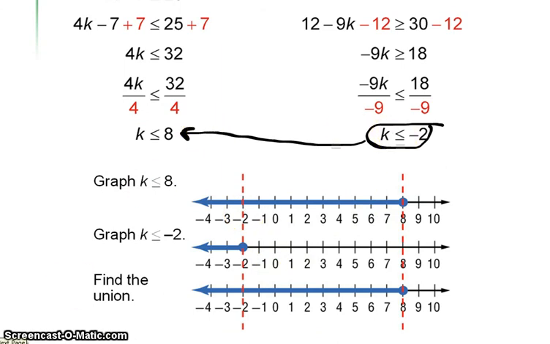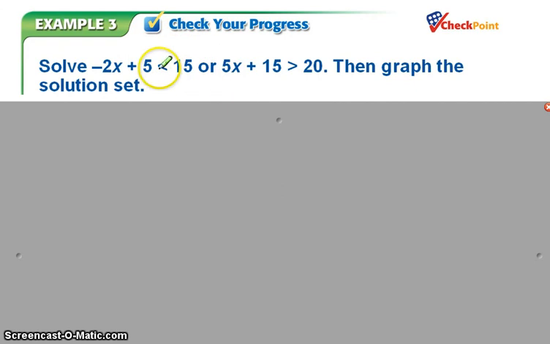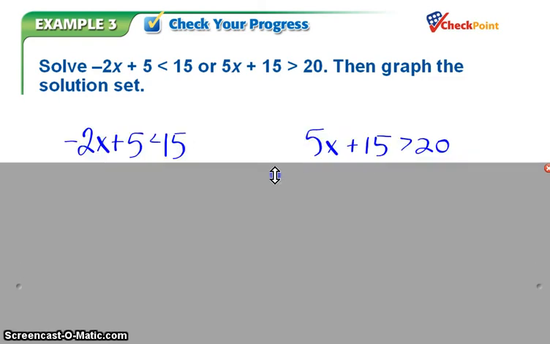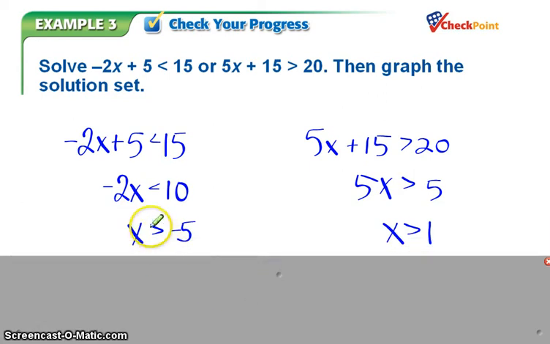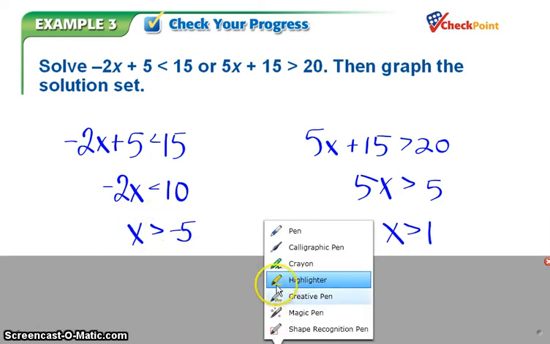All right, so use this to try your last example, and then we'll check it. So go ahead and pause the video. All right, so let's set both inequalities up. Let's see how you did. I'll just show you my work. I got x is greater than negative 5 and x is greater than 1.